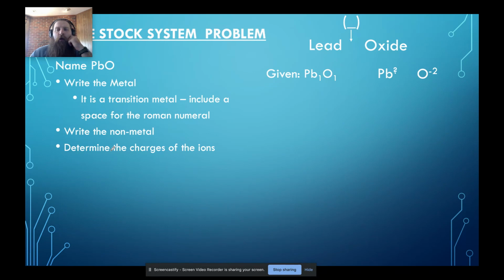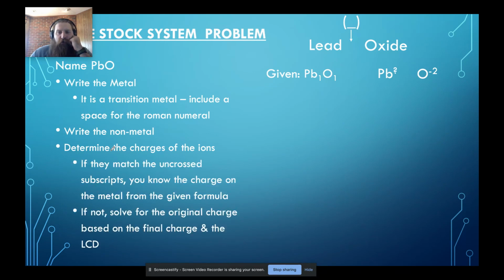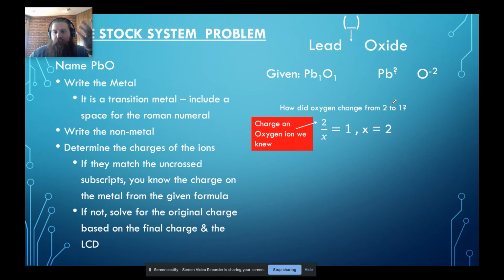So we're given Pb1O1, so we need to uncross those charges, all right? And if they don't match when we uncross, and they're not going to, then we're going to have to solve for the original charge. So how do we change oxygen from a 2 to a 1? How do I know I changed it from a 2 to a 1? Well, when I uncross this, I get +1 and I get -1. And I know that's wrong. Oxygen is not -1. Oxygen needs to be -2. These two things right here don't match. So I need to figure out how I reduced it.